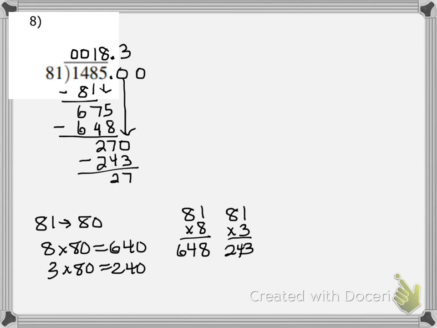So when I add a 0 again, that 27 becomes 270, and it will go in again 3 times. So we're going to see this 3 repeating over and over. So I'm just going to put a bar over the 3 there. So our quotient is 18.3 repeating.